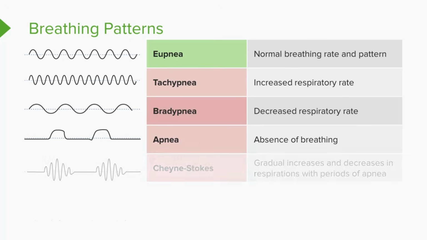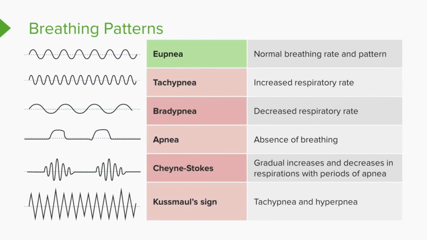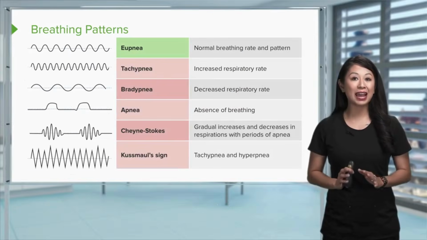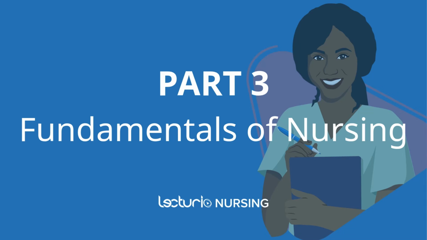So you may hear the word Cheyne-Stokes. This is a gradual increase and decrease with periods of apnea, meaning you're going fast, going slow, and then you have a period where you just stop breathing. That is not normal and dangerous and a sign of something else, like respiratory distress. Also, you may hear the word Kussmaul's breathing, which is fast breathing patterns, and hyperpnea. Again, all of these that you see on the slide are abnormal breathing patterns, and we need to monitor them.